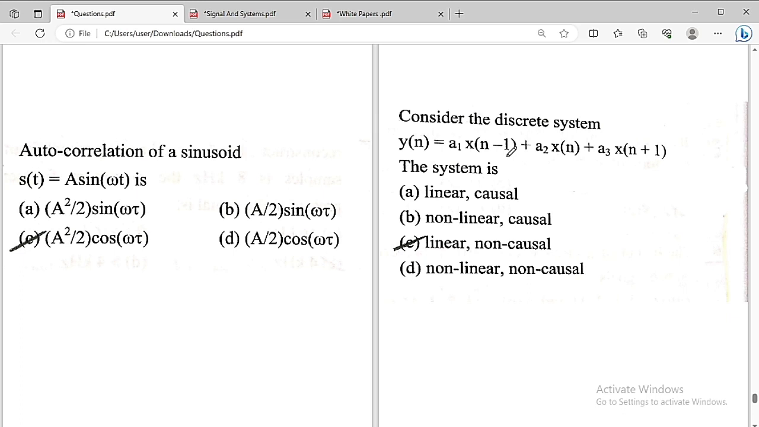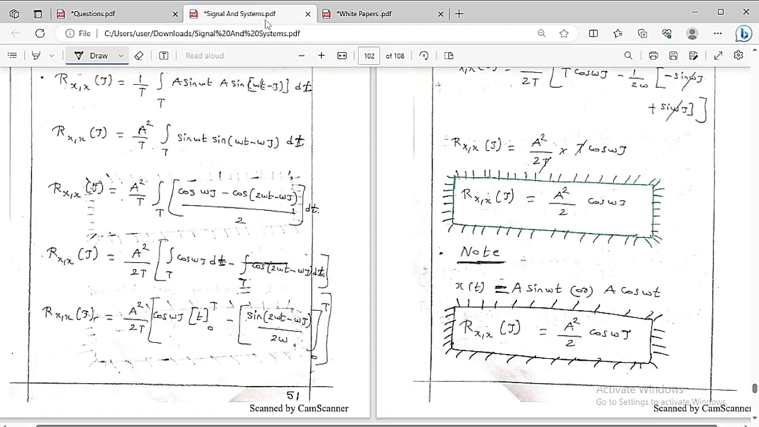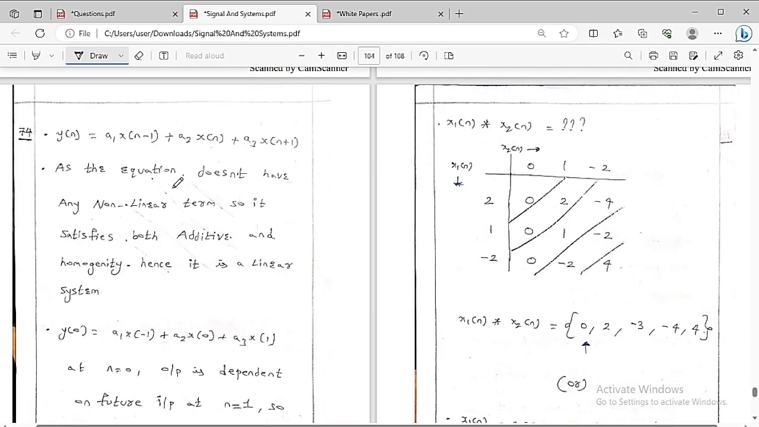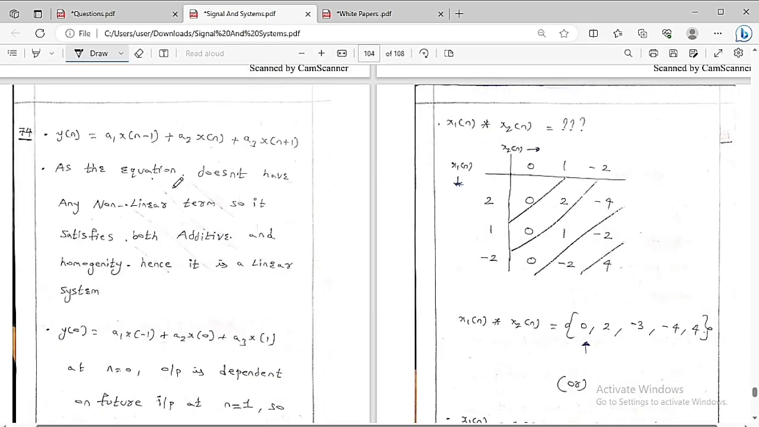So basically in this question we're asking only about two properties. Whether the system is linear or not, whether the system is causal or not, we need to figure out. So of the four options, option C is the correct solution of this question, which is linear as well as non-causal. So let's solve this numerical. As you can see clearly, what is the input output relation of the given system?